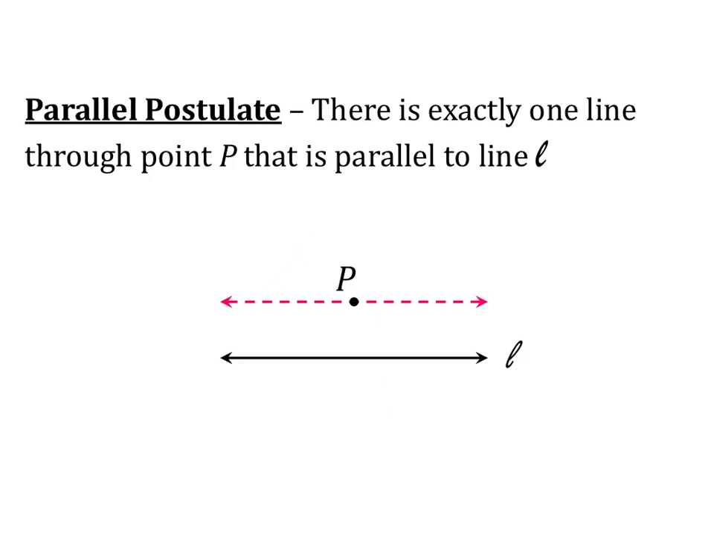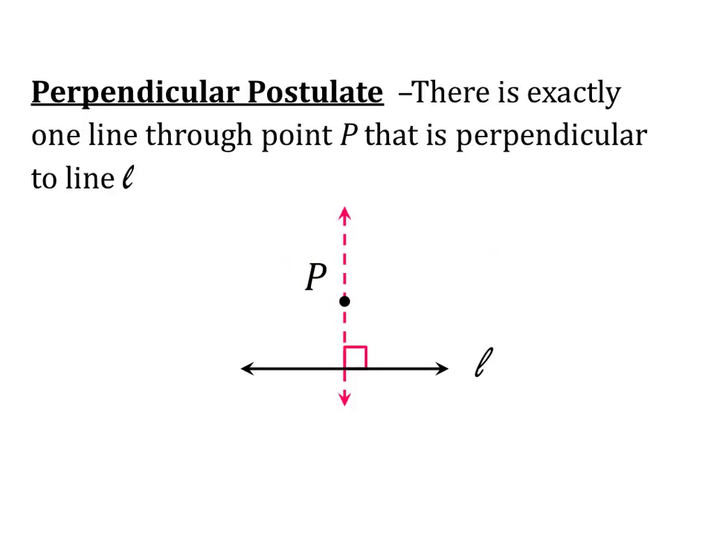Now let's discuss something called the parallel postulate. The parallel postulate says that there is exactly one line through point P that is parallel to line L. That means there's only one possibility. I couldn't draw other lines through point P that would never intersect L. From that we get the perpendicular postulate, which says there is exactly one line through point P that is perpendicular to line L. Same as with parallel lines, there's only one option for a perpendicular line.